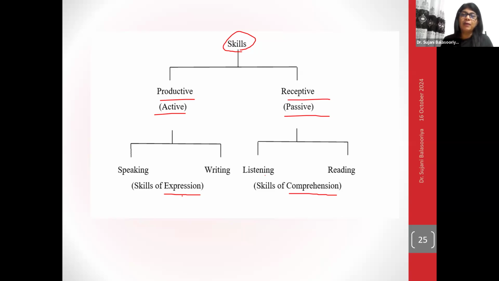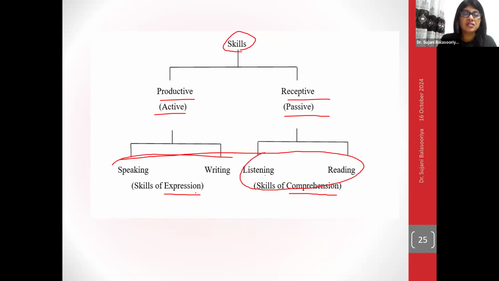So be familiar with these key words: productive versus receptive, active versus passive, and skills of expression versus skills of comprehension. But the most important thing is not these terms, right? It is what these skills are. This is how we categorize them.